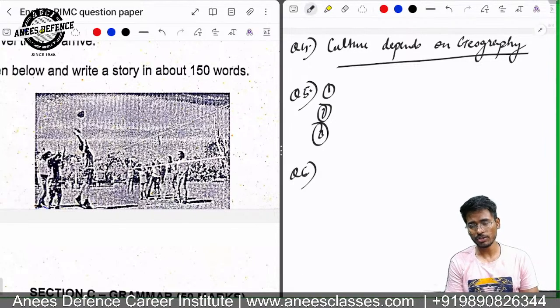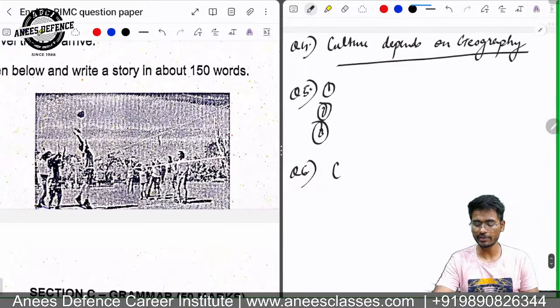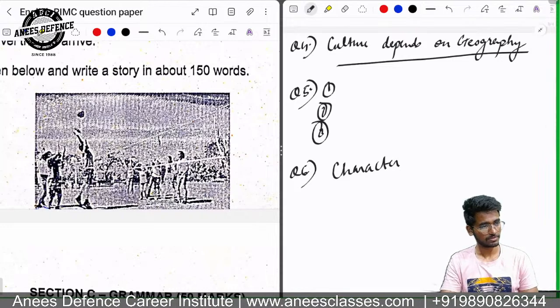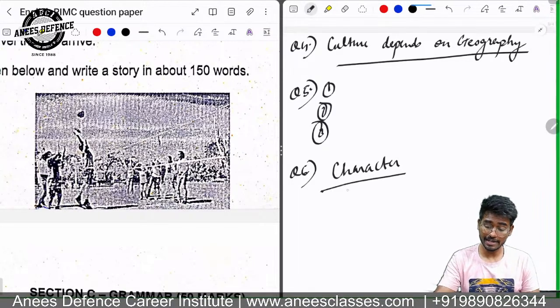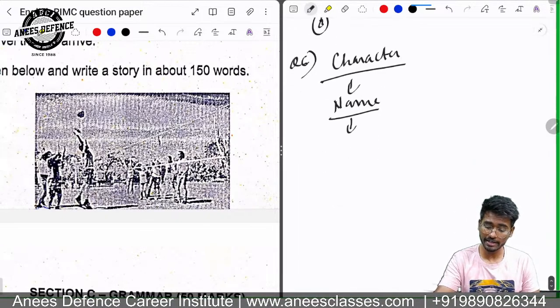Now, when you write a story, you need to introduce a character first. Now it's a group, right? It's a group, but you are writing a story. A story always has a hero, right? That means a central character is always there in a story, around which the story revolves. A character has a name, a character has an age, and a character has a particular profession.